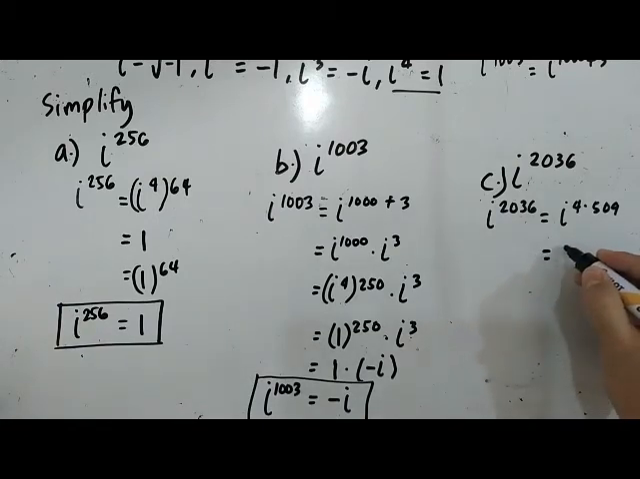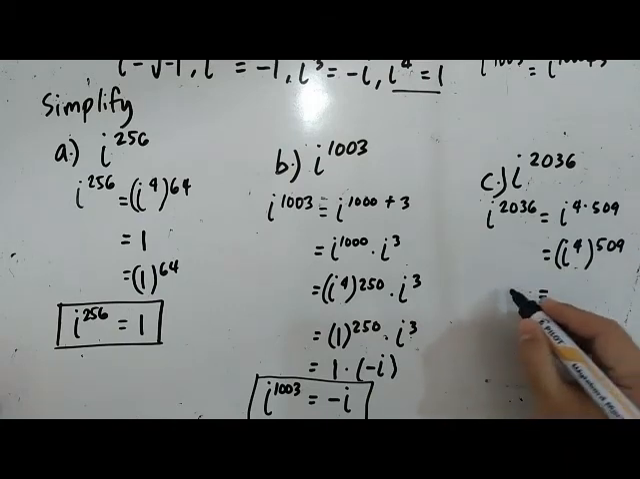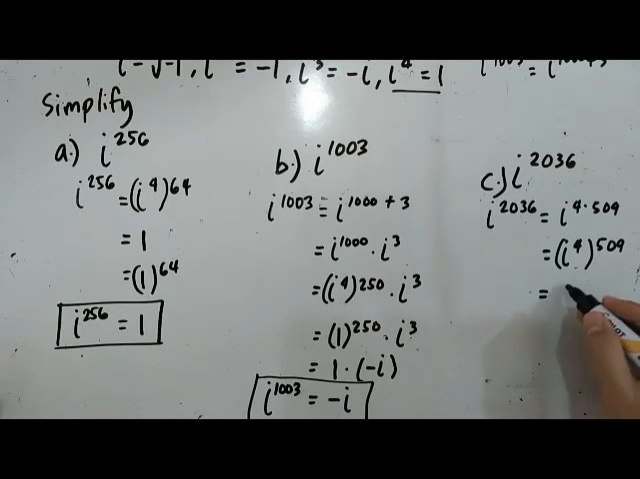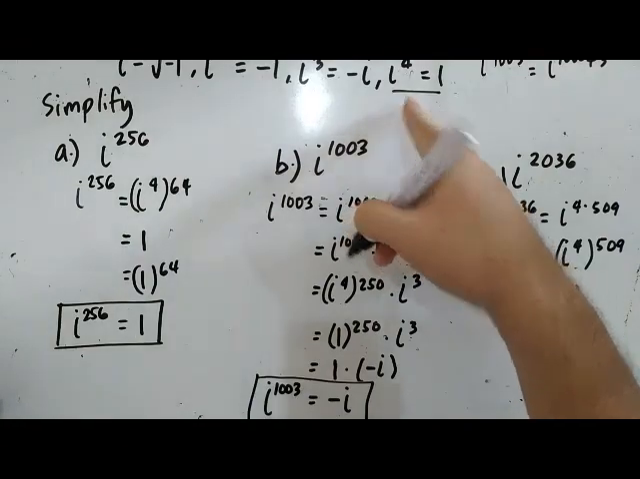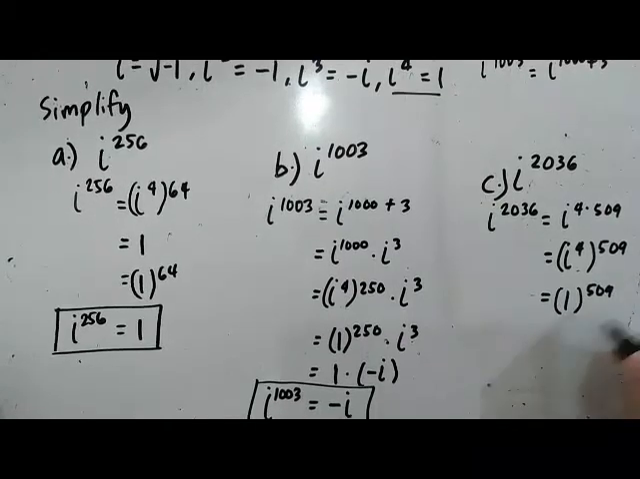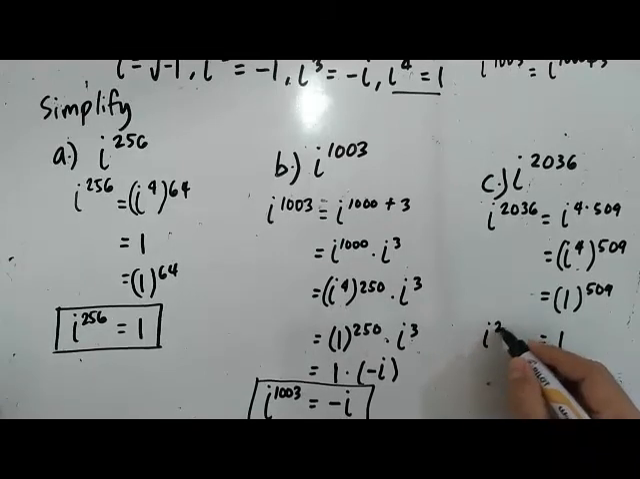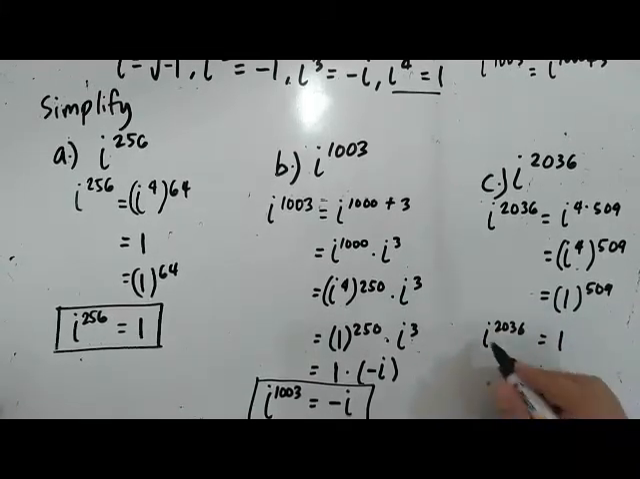Kaya nga I to the power of 4, ma-express na siya as I to the power of 4 times 509, di ba? Sa inyong law of exponents, pwede ni siya mabuta nga amo ni. Then, I to the power of 4 is 1. So, 1 raised to the power of 509 is still equal to 1. Therefore, I to the power of 2036 is equal to 1.